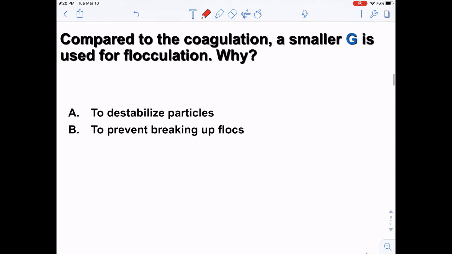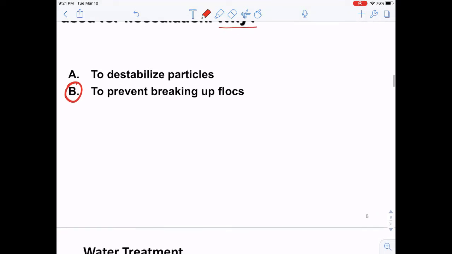All right, so here is a quick quiz. Compared to the coagulation, a smaller g is used for flocculation. Remember, g here is the velocity gradient, right? So why do we use a smaller g for flocculation? There are two options. A is to destabilize the particles, and B is to prevent the breaking of particles. As we have introduced, in flocculation, we don't want a rapid mixing because we don't want to break the larger particles so that they get resuspended. So that's why we're going to use choice B here.